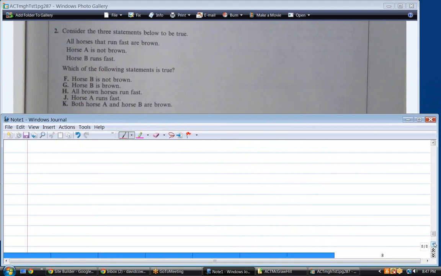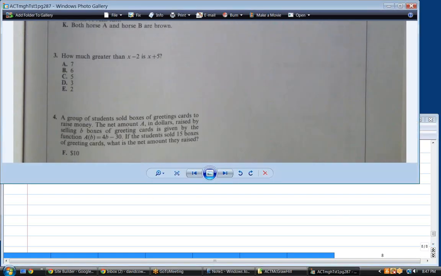It's a logic statement. All horses that run fast are brown. Horse A is not brown. Horse B runs fast. Horse B is brown. Correct.